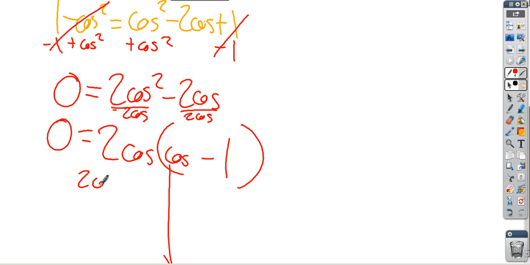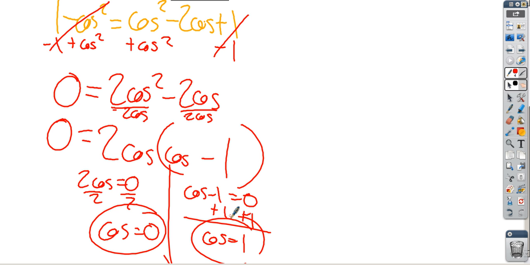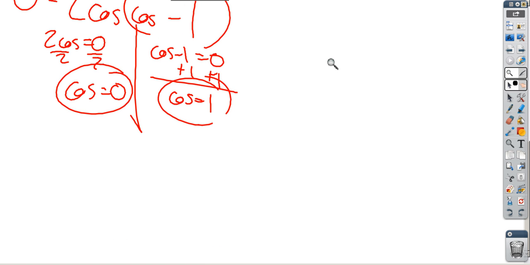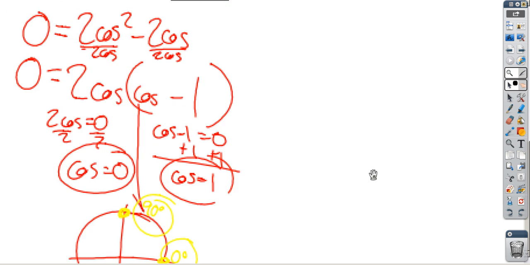So now let's set each of these equal to 0 like we've done before. We'll add 1 to both sides right here. We get cosine equals 1. We'll divide by 2 here. We get cosine equals 0. Okay, now here's the thing. We need to check our solutions in this case because we squared both sides. And remember, we did that on the other type of problem, and that resulted in extraneous solutions. So let's do this. Cosine is the x-coordinate. So where is the x-coordinate equal to 0 and 1? It equals 0 right here at 90, and also right here at 270. And it equals 1 right here at 0. So we have possible solutions of 0, 90, and 270, but we do need to check those.